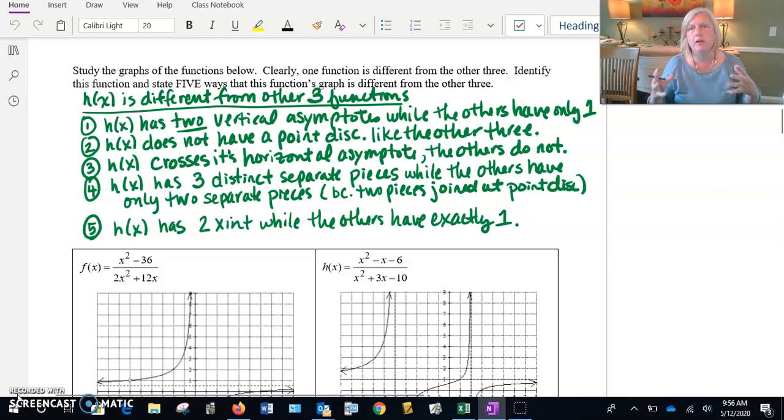So thinking about removable versus non-removable, h of x, when I go to factor it, should have two factors in the denominator, none of which are going to cancel.